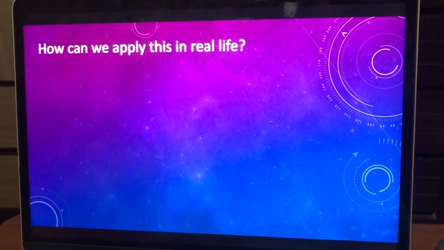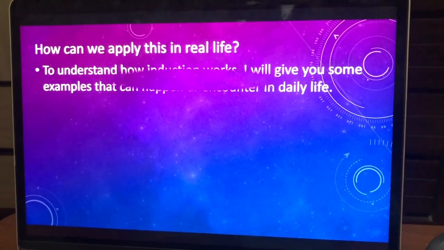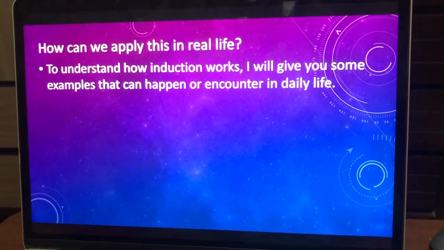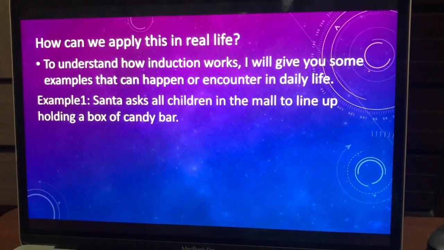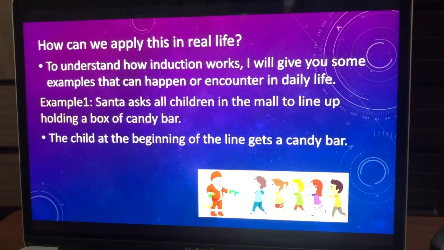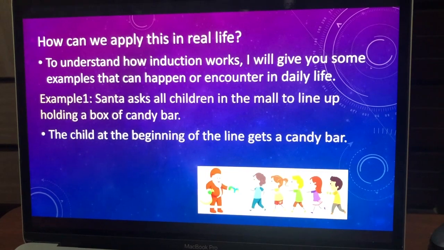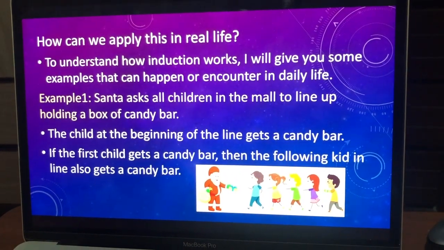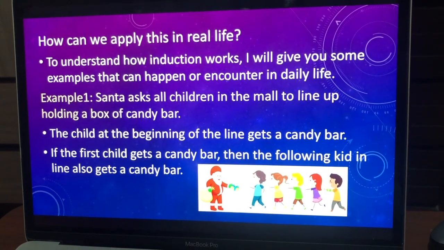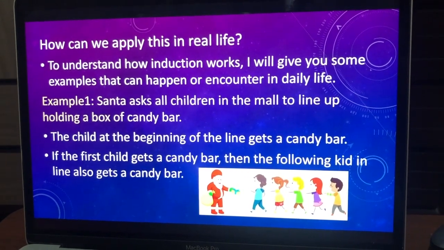How can we apply this in real life? To understand how induction works, I will give you some examples that can happen or be encountered in daily life. Example 1. Santa asks all children in the mall to line up holding a box of candy bars. The child at the beginning of the line gets a candy bar. If the first child gets a candy bar, then the following kid in line also gets a candy bar.